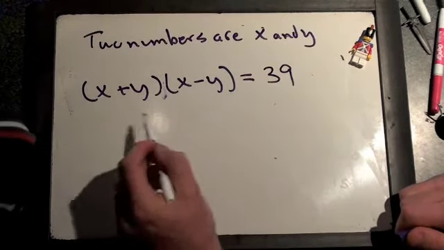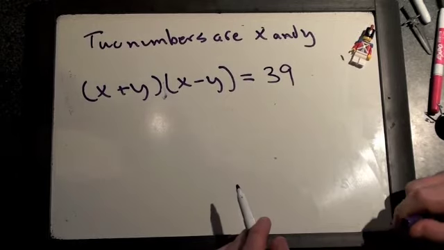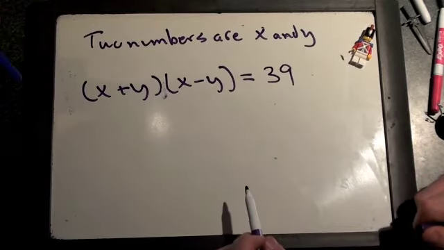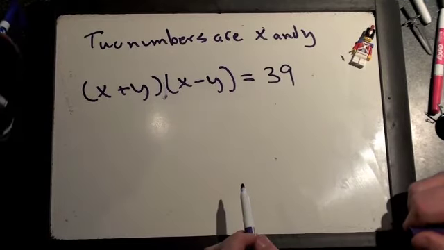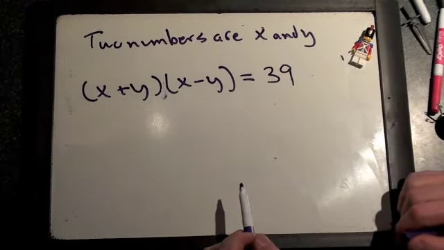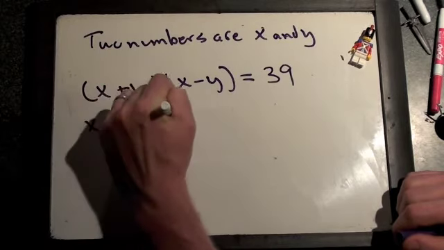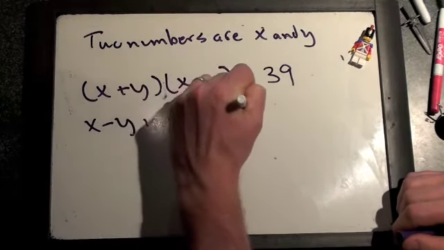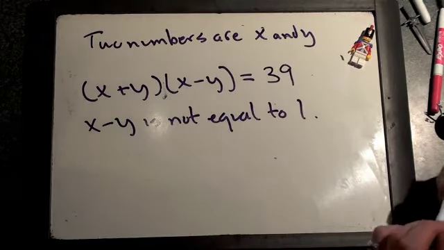And they said they're whole numbers, which means they're numbers like 1, 2, 3, 4, 5, 6. They're not including any halves, or 0.9s. And it says also the difference, x minus y, is not equal to 1. Those are the things we know.